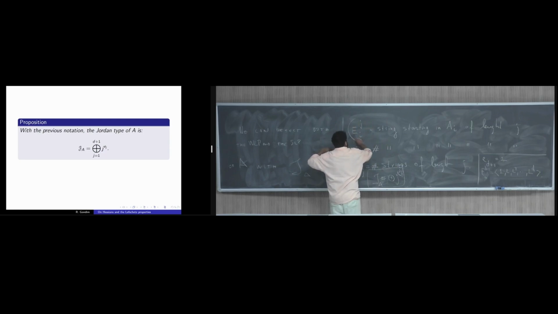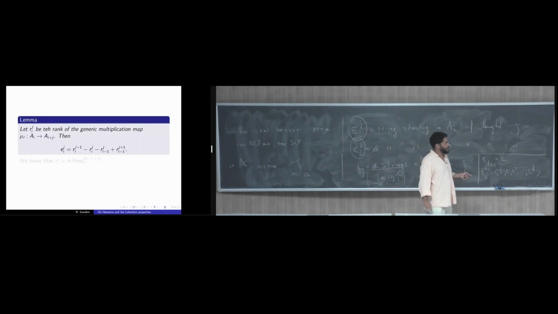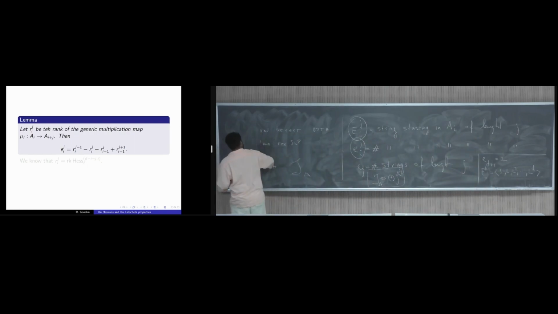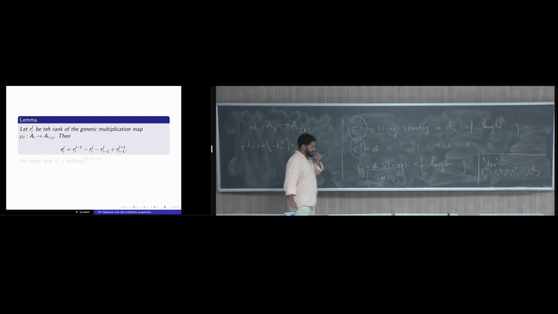Now, how to compute these numbers? Just by definition, and basically in our algebra, you will see that using the rank R_{ij} of the multiplication map L to the J from A_I to A_{I+J}, R_{ij} is the rank of this multiplication map, which we saw in the last lecture.